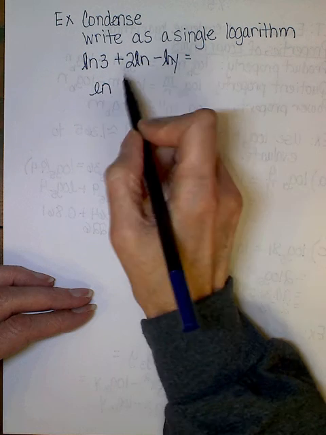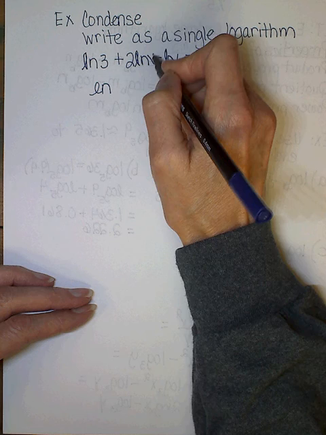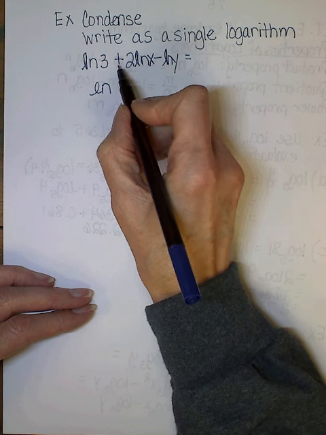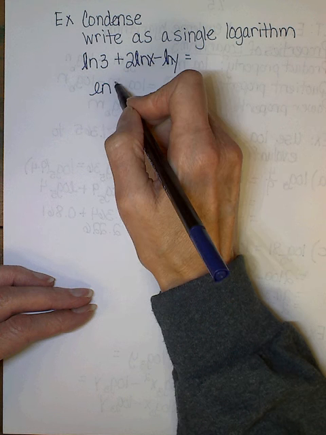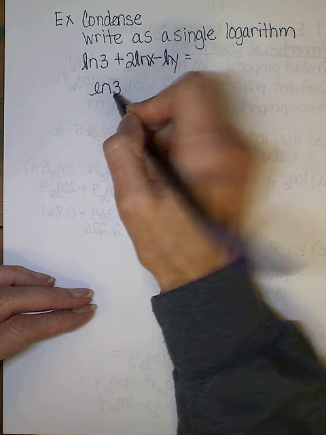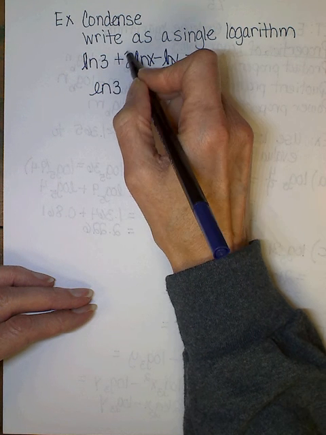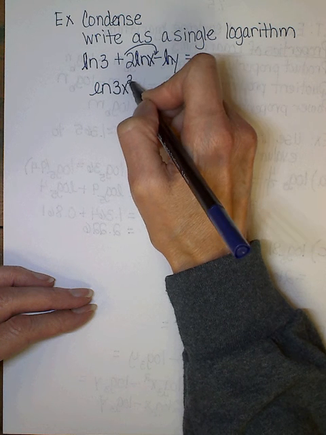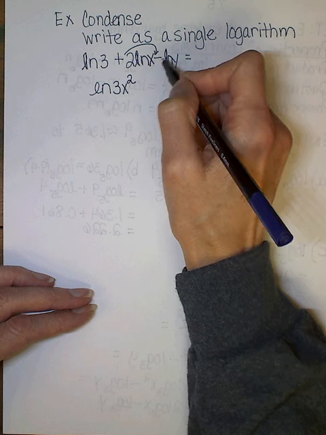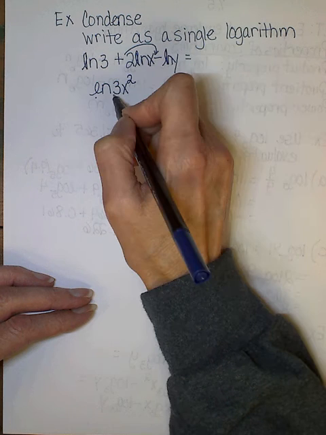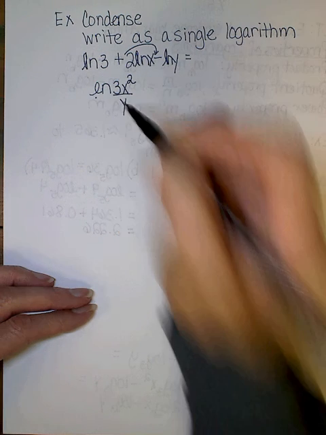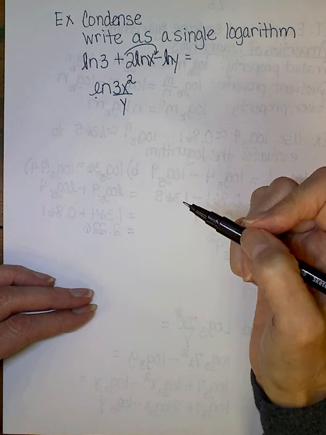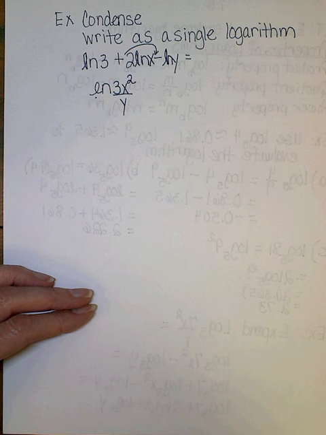Alright, so, and there was an x right here too that I left out. This is addition, so these two are going to condense with multiplication. And then this 2 has to go back to the exponent spot. And then subtraction means this y has to go in the denominator. So now this is completely condensed. It's the opposite of what I did on the last one.